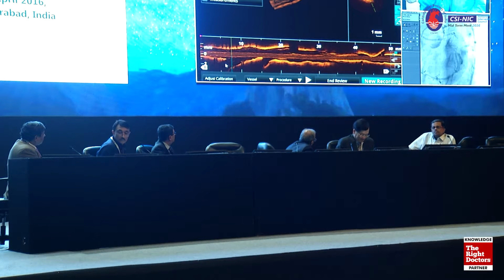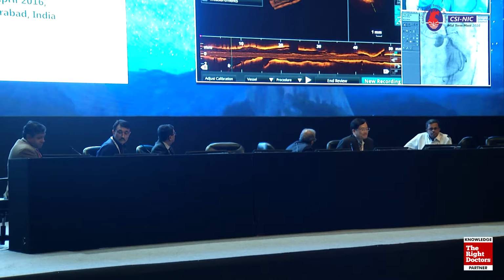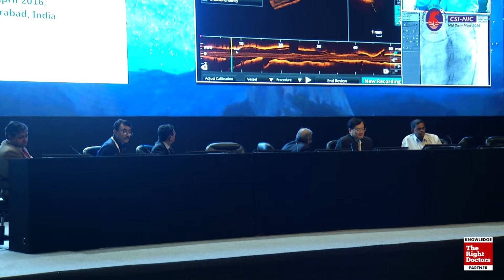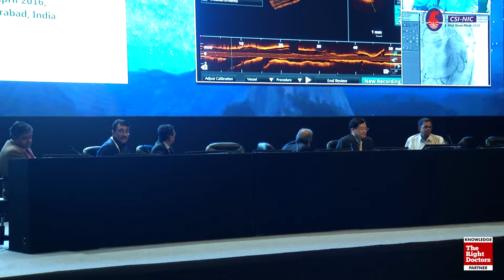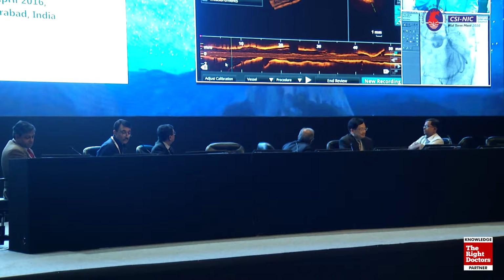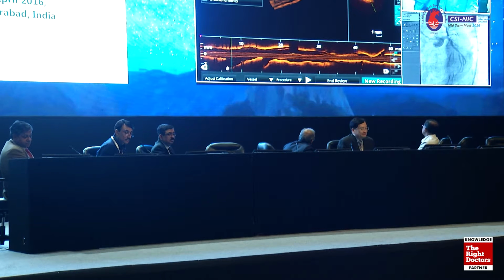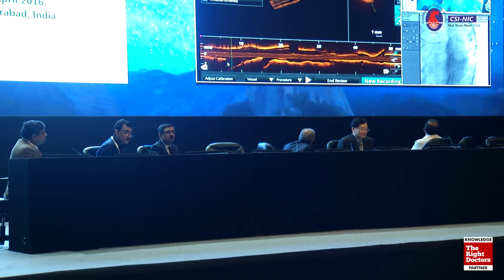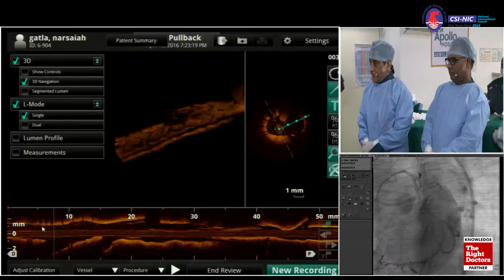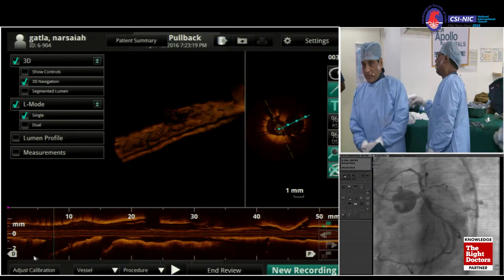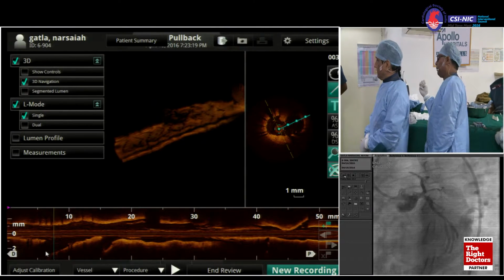And here, just to complete, all this fancy software has made the pictures look very nice of this bifurcation, nice expansion, no dissection, so both angiographically very happy, clinically the patient is doing great, no EKG changes, no chest pain, and on the OCT, we seem to have all the criteria of full stent expansion and no dissection.